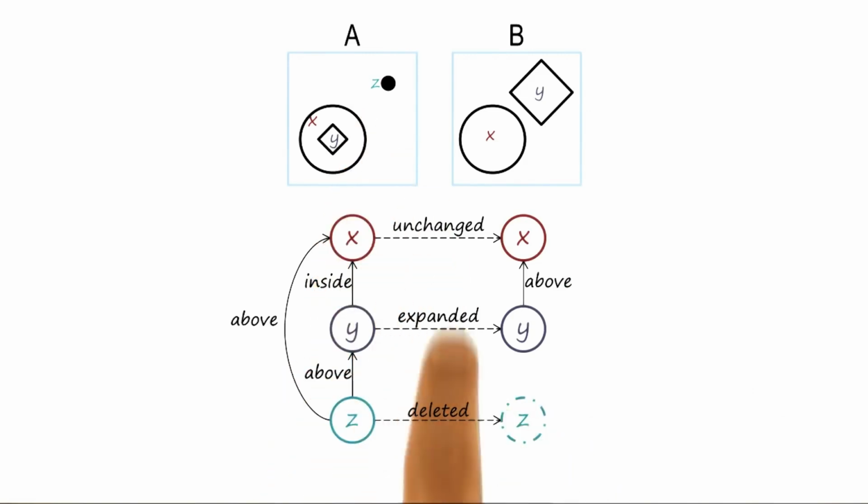Z, the black dot, has disappeared altogether, so we'll say it's deleted. It's not there in B at all. I hope you can see from this example how we constructed a semantic network for the relationship between the images A and B. There were three parts to it.